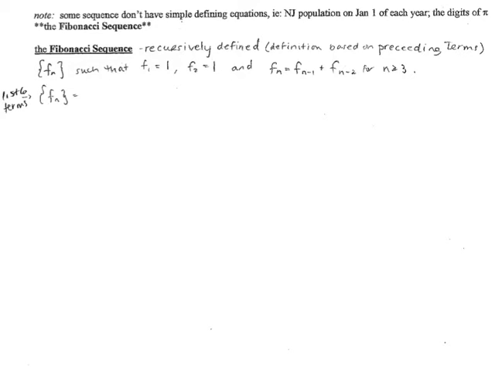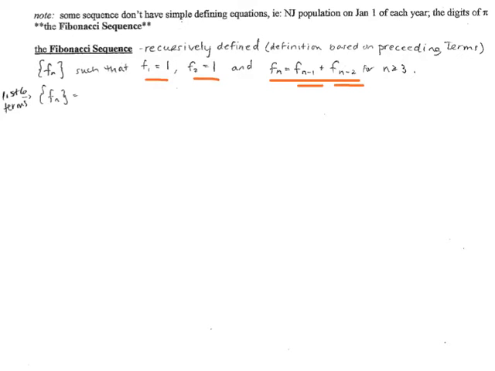For all you computer science geeks, the Fibonacci sequence has a lot of implications. You use it a lot, okay? The Fibonacci sequence is recursively defined, meaning that the definition is based on preceding terms. The Fibonacci sequence has the first term 1 and the second term 1. That's what these two say. And then this tells me that every term after that is the sum of the 2 terms that come before it.